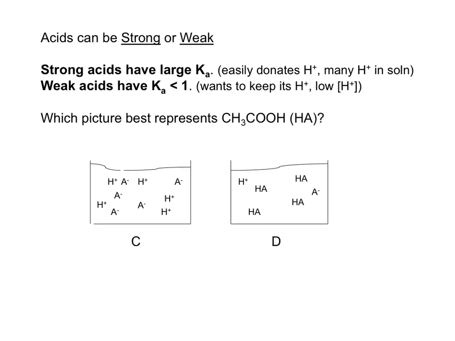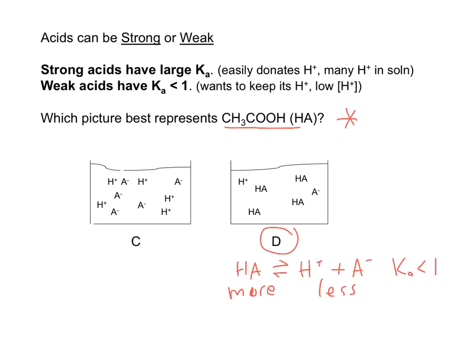Let's take a look at acetic acid. Stop the video and answer this question. Since acetic acid is a weak acid, the answer is D. And here are the reasons.